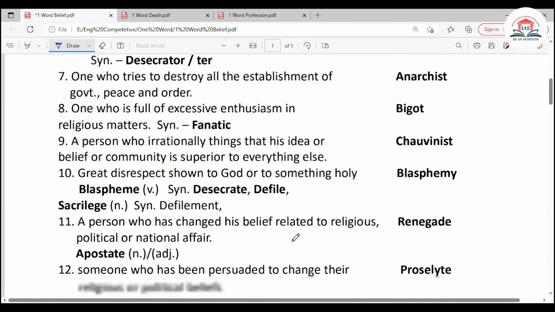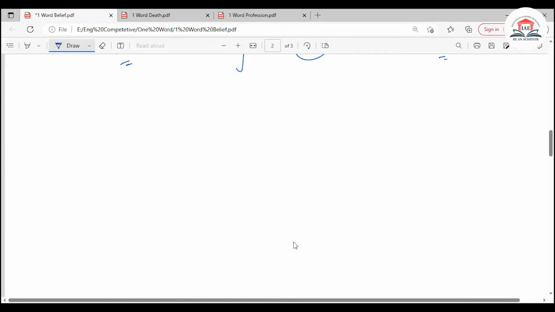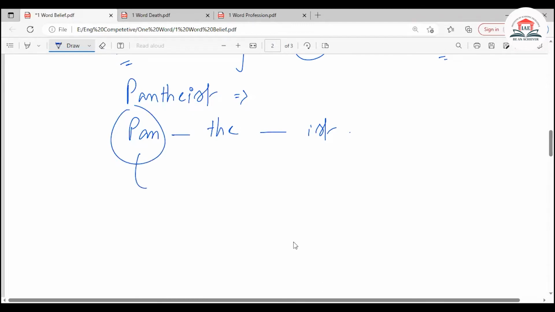The person who is called pantheist. What type of person is this? Who is a pantheist? I've broken it up for you. Tell me the meaning of the word pan. Antonym of atheist. See the concept. Who believes in God? No, he is a theist. The person who believes in God is called a theist.